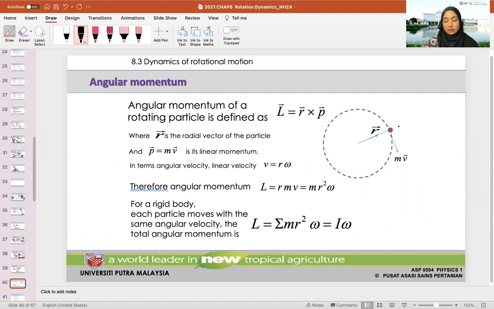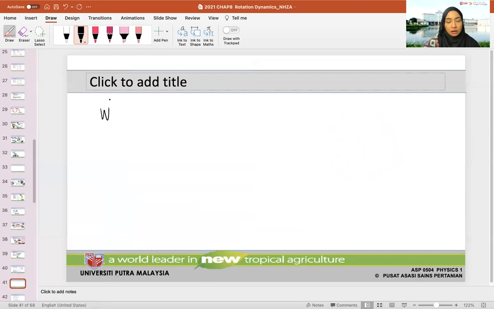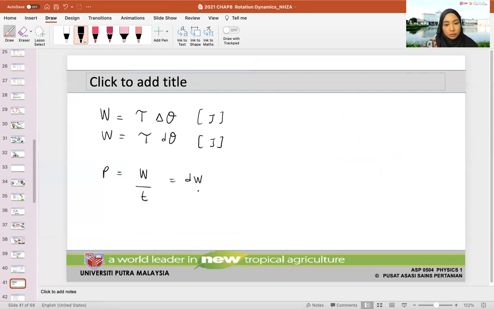Alright, next one. Okay, so what have we learned just now? We learned about work, right? Let's recap for a moment before everyone forgets. We talked about work of a rotating rigid body and it is equal to torque times change in theta, or we can write it as torque d theta. So this is work. The unit is in joules. Even though it's rotating, it's still in joules. So power is the rate of work done, right? Or we can say dW dt.